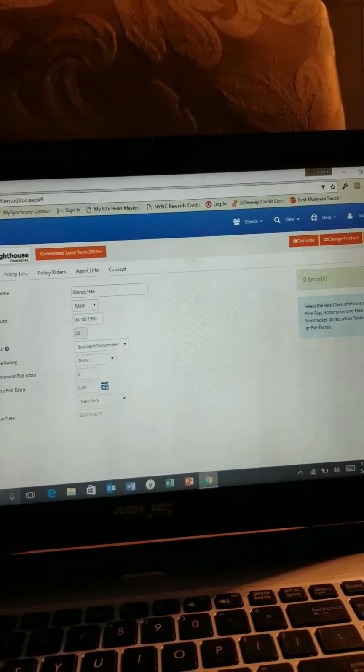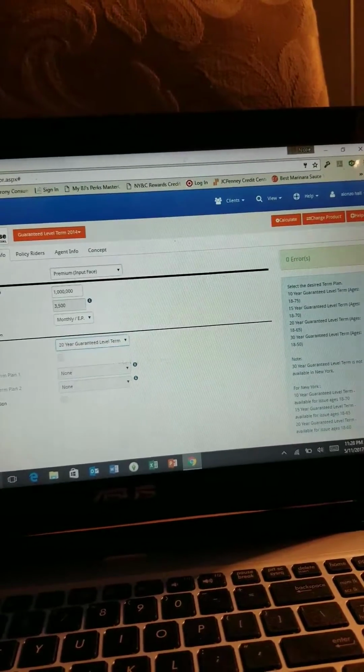Now, I am a smoker, so I'm going to show you the difference between a non-smoker and a smoker. Right here, we're going to start with a standard non-smoker. We're going to take a look at the policy info and put in the face value, and we're going to solve for the premium. I'm going for a $1 million policy, paid on a monthly basis. I do want to compare plans. Why is it a term plan of 20? I can't compare plans on that. Oh, that's because it's a guaranteed level term.